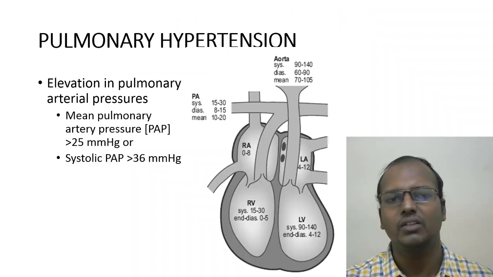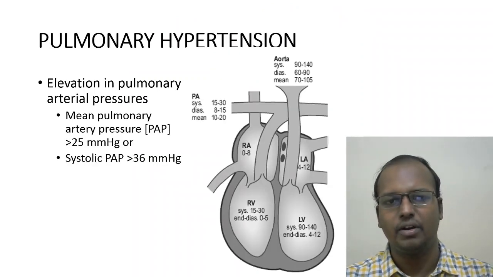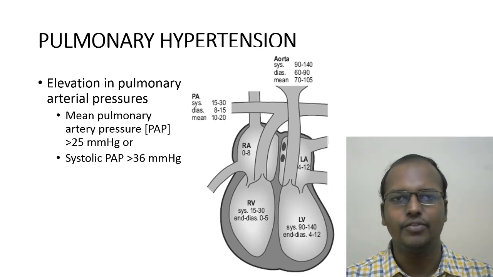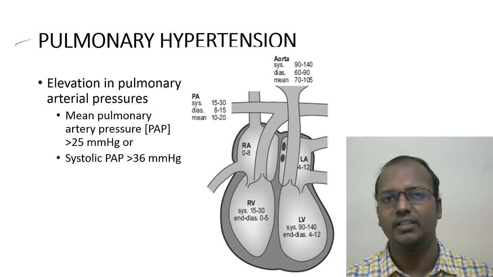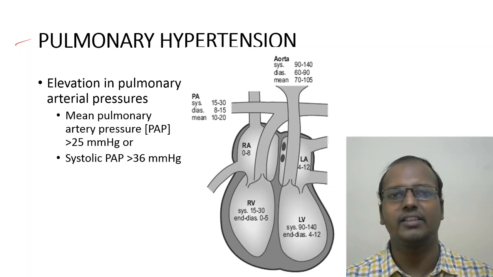Next, coming to another important complication of rheumatic heart disease, there is pulmonary hypertension. Yes, we discussed atrial fibrillation. It can increase the risk of stroke, so we have to give anticoagulation. It can increase the heart rate and unnecessarily cause undue fatigue, so you have to control the rate.